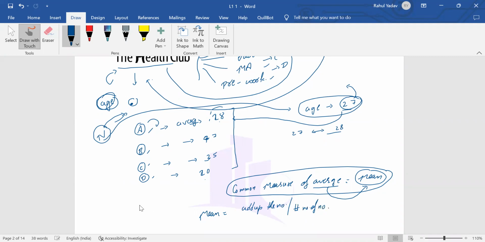So if I have data like 1, 2, 3, I will do 1 plus 2 plus 3, and the total number of data is 3, so divided by 3. That will give us the mean value. This was the initial understanding of how we use this central tendency value. Now let's come to something different from what I just stated. This is a common measure of average.